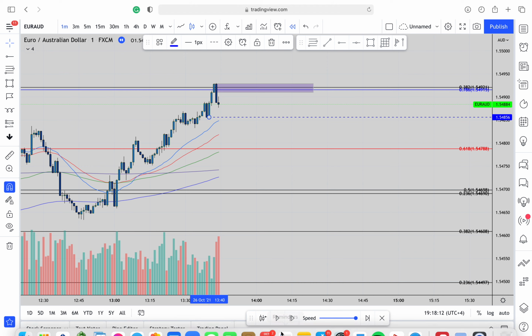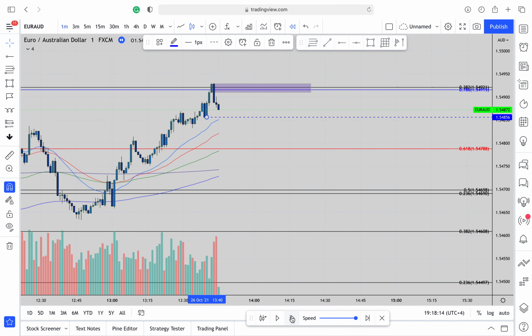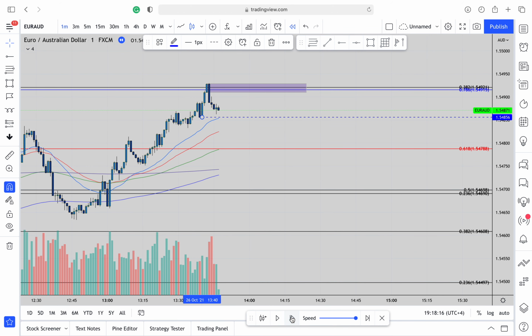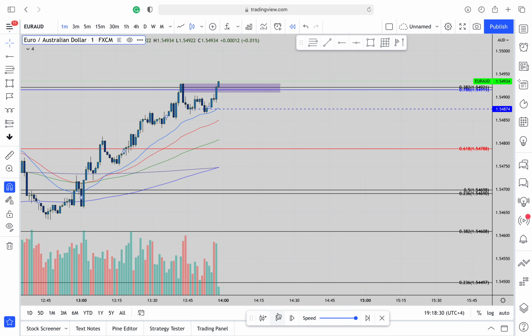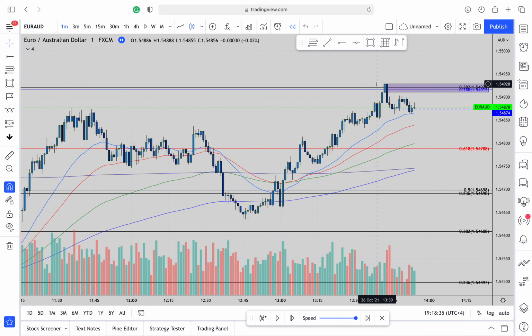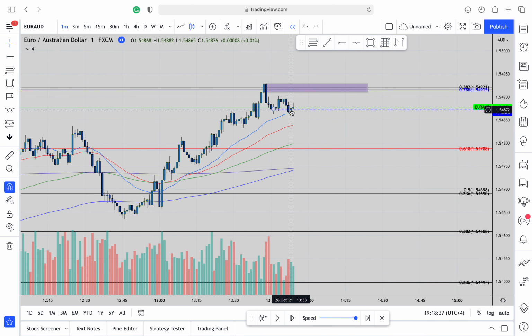And if we go a little bit like this, you see it tapped but it couldn't break, but it formed this new resistance. So now I wait for the market to break this in order for me to enter here. So as you see, the market broke it here in this area.